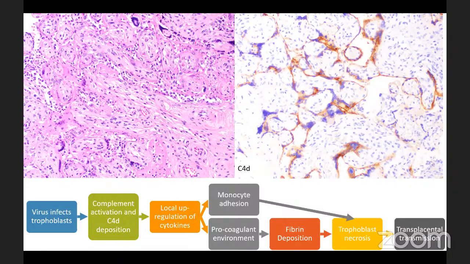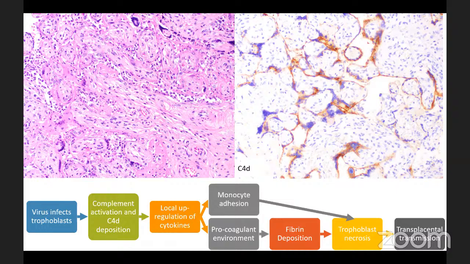So how would that work? And just before I get into it, here again is the classic features of SARS-CoV-2 placentitis up on the left and the example of our C4d deposition on the surface of the villi. So what we hypothesized was basically that the virus would infect the trophoblast, causing complement activation and C4d deposition. And that would lead to a local upregulation of cytokines. And the cytokines are what draw in the monocytes. So it's the reason basically that you end up with a histiocytic infiltrate. And then at the same time, the cytokines cause a procoagulant environment, which leads to fibrin deposition.